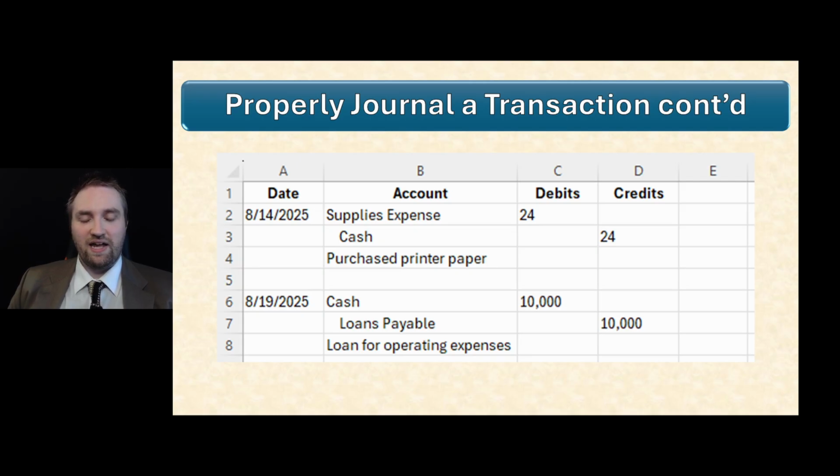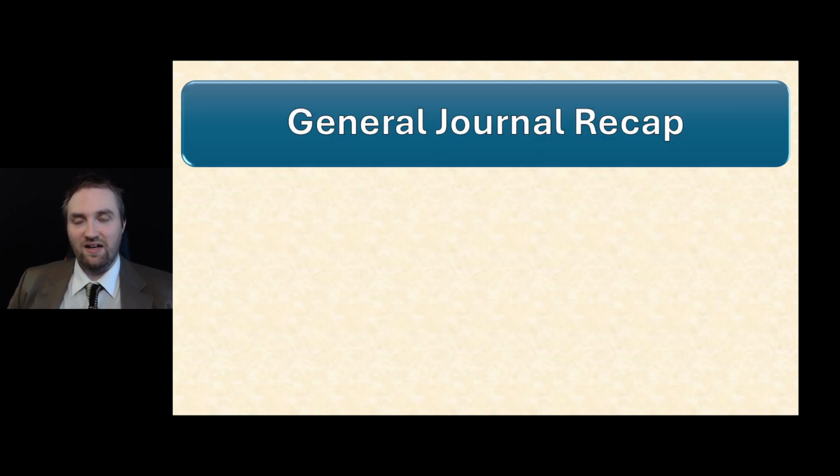Debits, we put cash and then the amount. Credits, we indent and then we put the credit amount. Finally, the description, which does not have an indent. And just like that, that wraps up our section on the general journal.